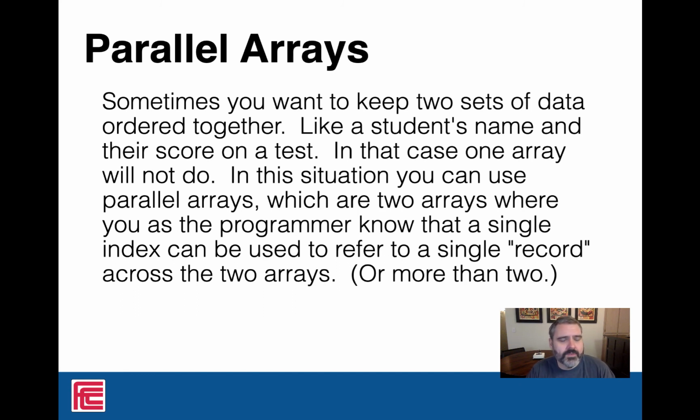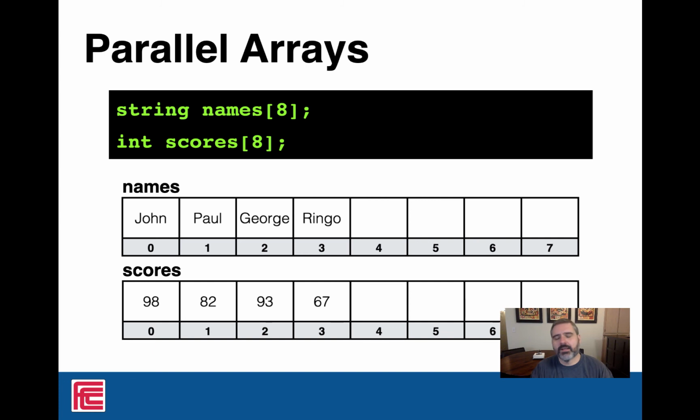I've got 2 different sets of data that I want to keep together. Let's say, for instance, test scores and somebody's name, right? Because I want to know who scored what. I could do this through something called parallel arrays, which basically just means that for any one index, the names array, like that person's name, should match the person's score in the scores array. So here, for instance, I've got an array called names, John, Paul, George, and Ringo, scores 98, 82, 93, 67.